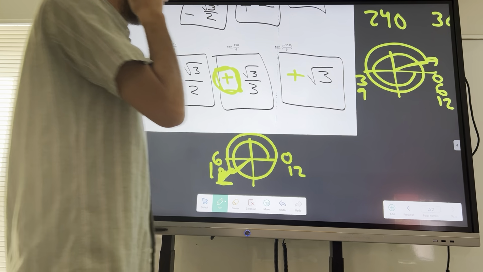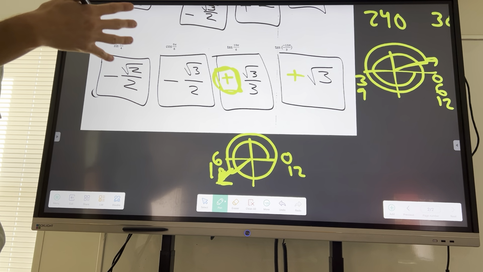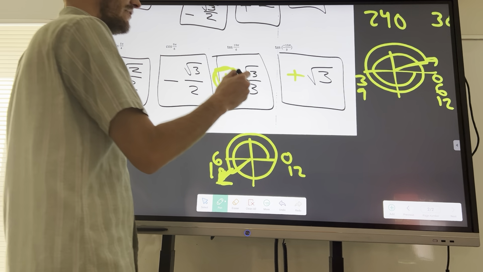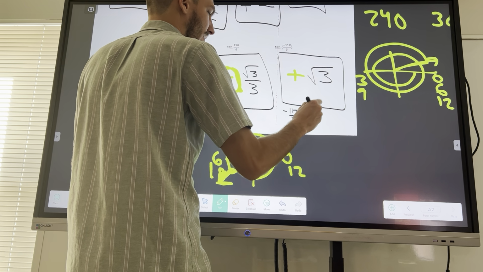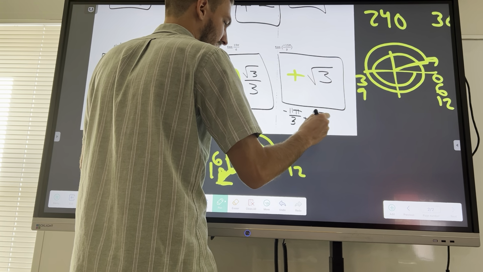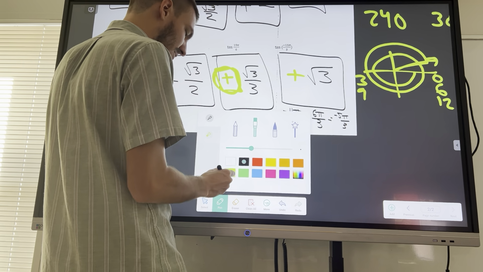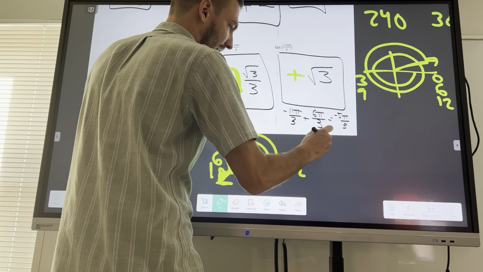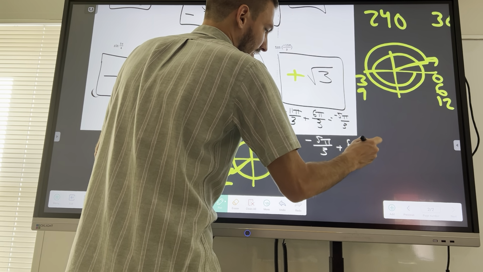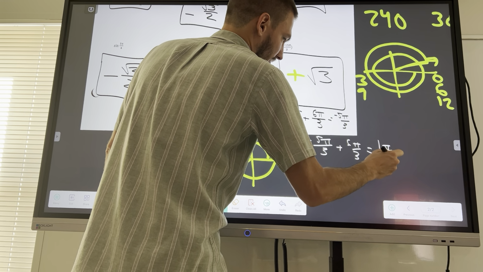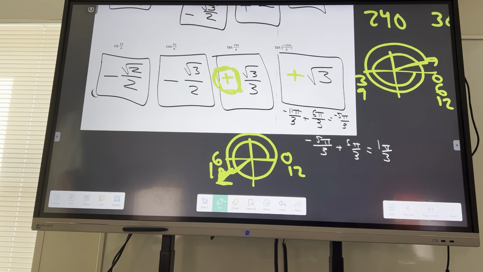It would be positive. If you don't like doing that spatial circle stuff, well, then just do the same coterminal stuff we've been doing for a while. Negative 11 pi thirds plus 6 pi thirds equals negative 5 pi thirds. Oops, got to go one more time. Negative 5 pi thirds plus 6 pi thirds equals 1 pi third. Oh, perfect. We're in the first quadrant. The answer is positive square root 3.